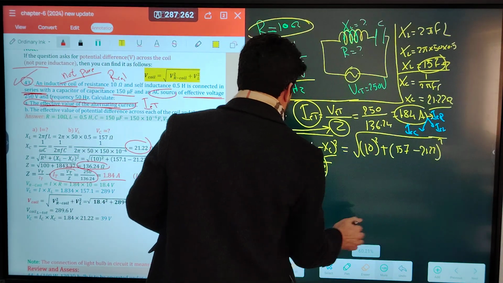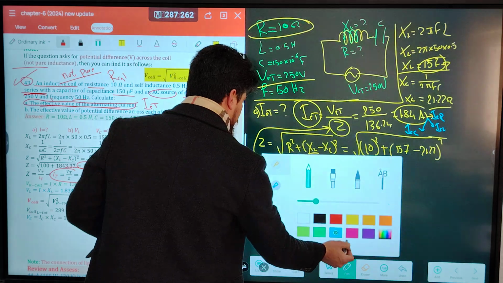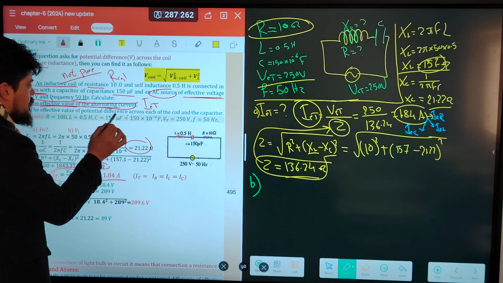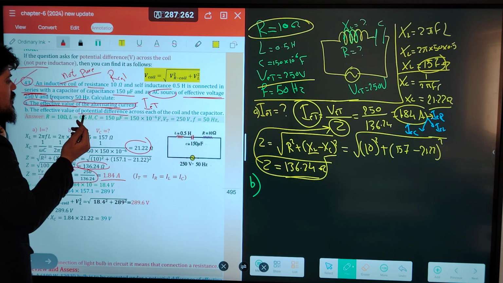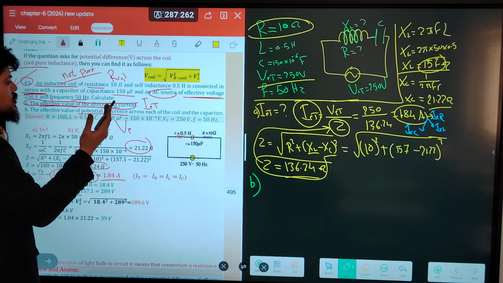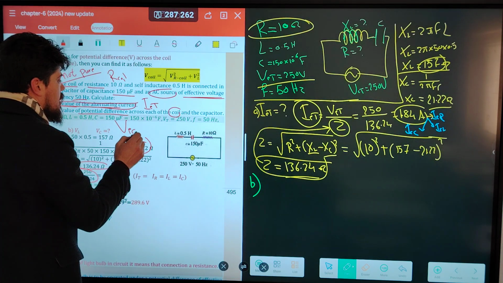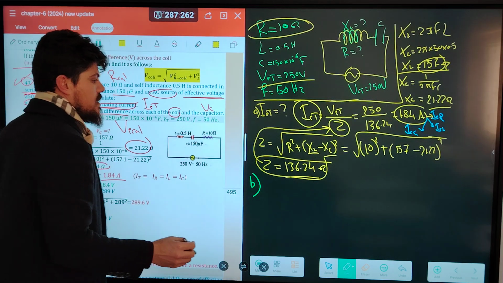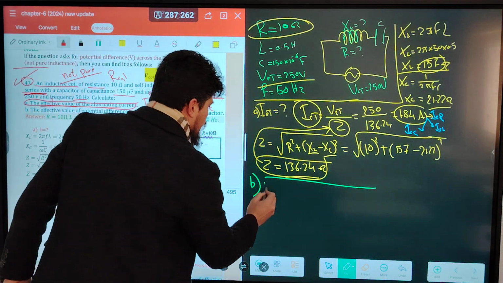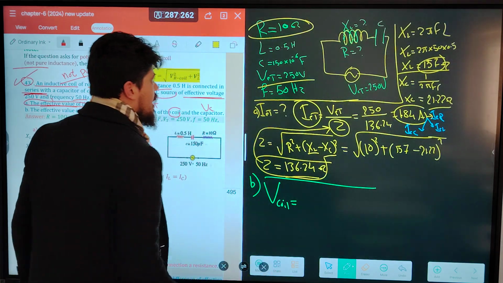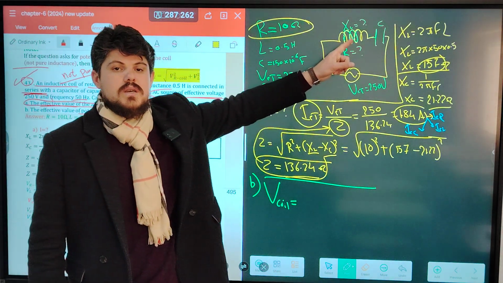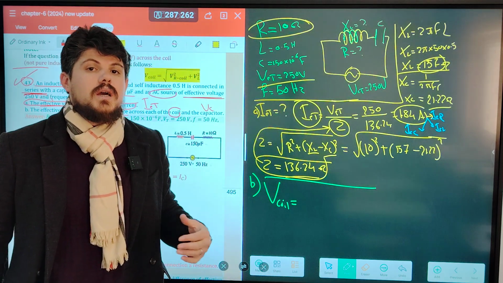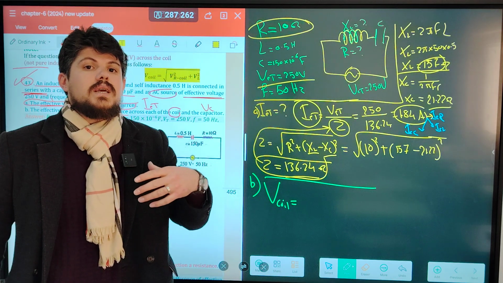Branch B, guys, look at branch B. In branch B, what is unknown? The effective value of potential difference. What do you mean by effective value of potential difference? VE, but across what? Across the coil, VE coil, and VE across the capacitance VC. What is unknown? V coil. Guys, do we have the resistance of the coil? Yes. Is the coil pure? No, it is not a pure coil, so it means that it has resistance.